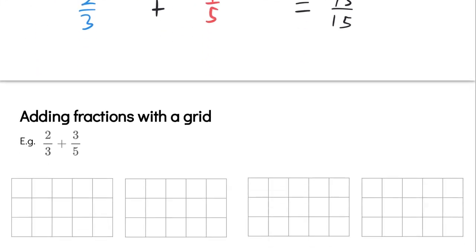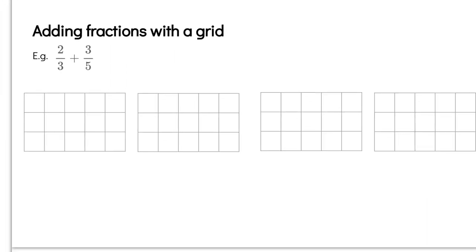Let's do another addition example here where we're adding fractions with a grid. So again, we have 2/3. Let's fill in 2/3 of this grid. There's 1/3. There are 2/3. Next, let's fill in 3/5 of the next grid. So here's 1/5, 2/5, 3/5. Let's write these down underneath as well.